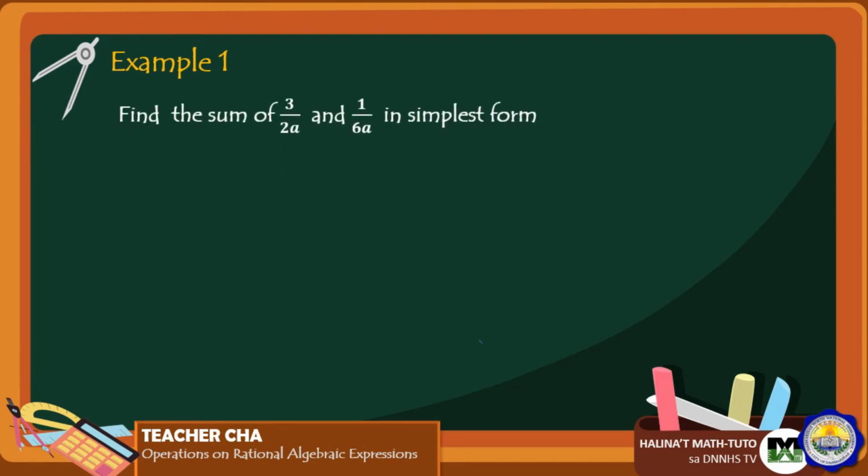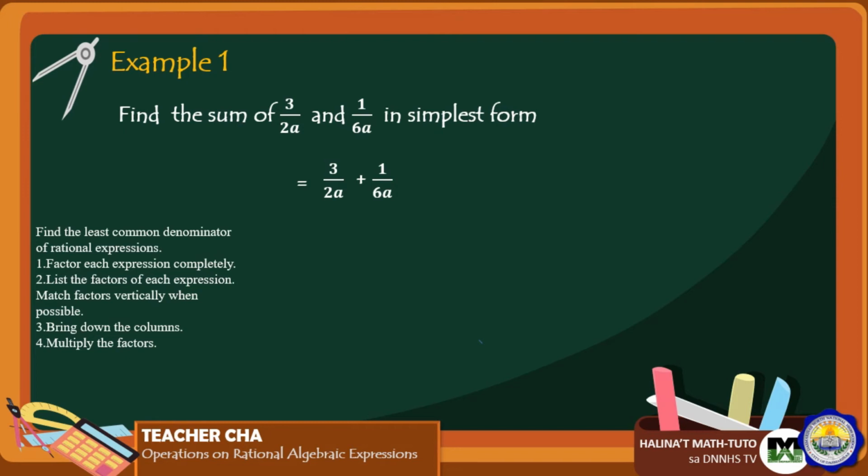Example number 1. Find the sum of 3 over 2a and 1 over 6a in simplest form. Okay, so they have different denominators. We have 3 over 2a plus 1 over 6a. Find the least common denominator. Always remember the different steps. Factor each expression completely, list the factors, bring down the columns, and multiply the factors.